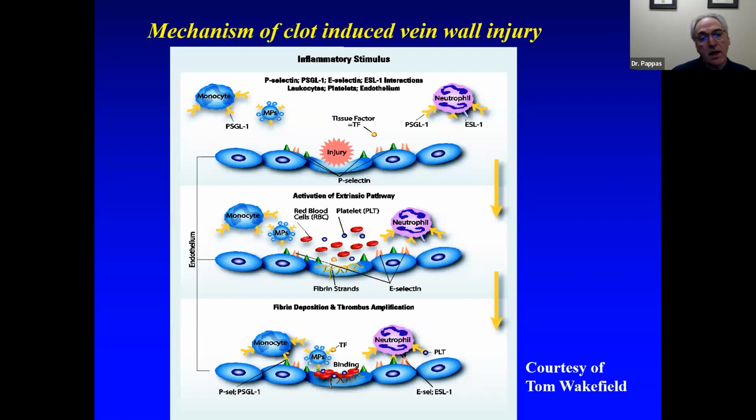When you get a blood clot, though, what happens is there's an injury to the endothelium. This injury causes upregulation of cell surface markers, which then causes fibrin and blood to attach to it. And then when that happens, this activates macrophages and monocytes. And the theory is that these macrophages and monocytes then release cytokines that cause vein wall damage.